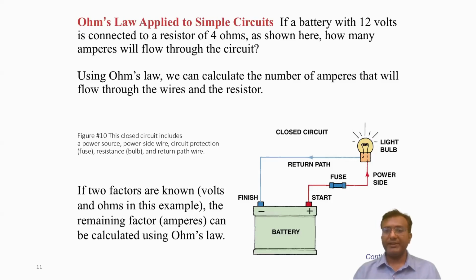Now let's apply Ohm's law to a simple circuit. With a 12-volt battery connected to a 4 ohm resistance, we can calculate the current using the formula I is equal to E by R. Current is given by 12 by 4 is 3 amperes. This tells us the circuit will need 3 amperes to operate, which helps us to choose the right wire thickness and the fuse rating.